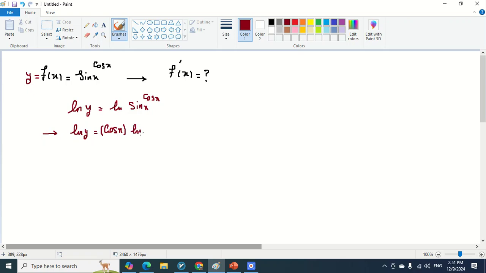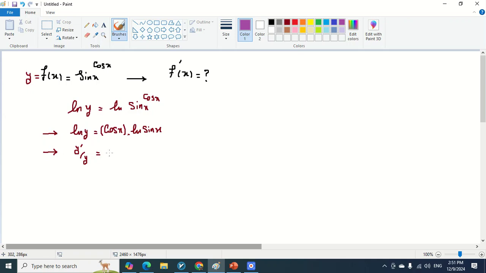Now I can take the derivative of both sides of this expression. The derivative of ln of y will be y prime over y, because this is the chain rule for the logarithmic function. If you remember, the derivative of ln of u is u prime over u. On the right side I have a multiplication of two functions, so when we have a multiplication of two functions, we should apply the product rule.